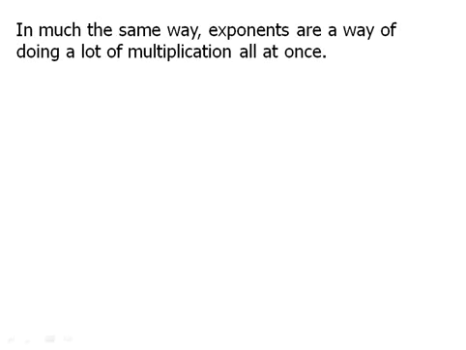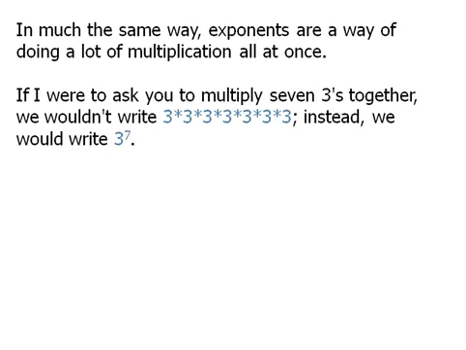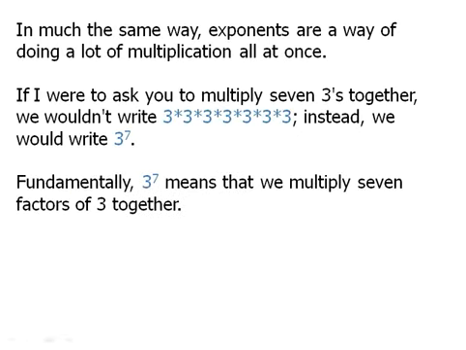Much in the same way, exponents are a way of doing a whole lot of multiplication at once. If I were to ask you to multiply 7 3s together, we wouldn't write 3 times 3 times 3. We wouldn't write out that long expression. Instead, we would write 3 to the 7th. Fundamentally, 3 to the 7th means that we multiply 7 factors of 3 together. So it's a very compact notation to express a lot of multiplication at once.